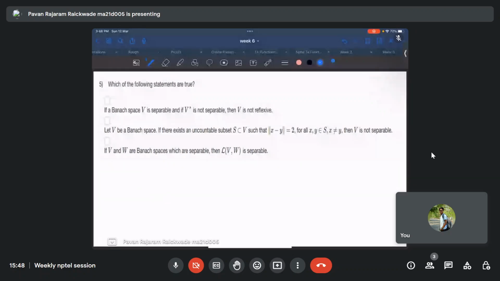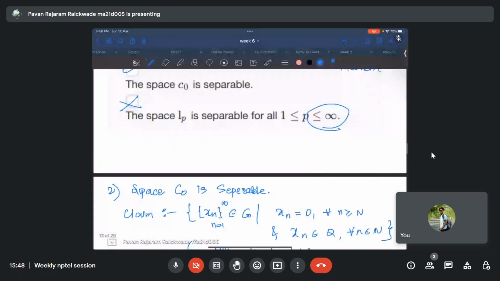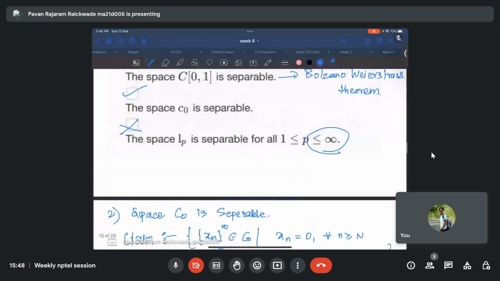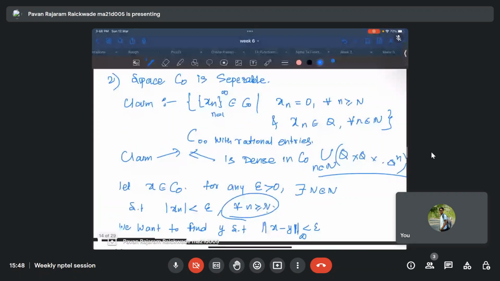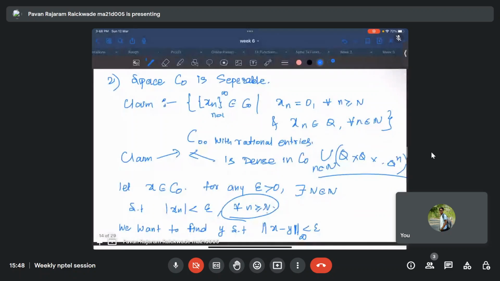Sir, second option, sir. Why is c naught separable? Yes, sir, what is the doubt in that? Sir, I rejoined, so I can't understand that one. Okay, okay, I'll explain once again.